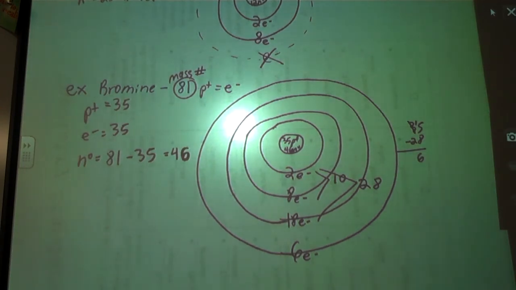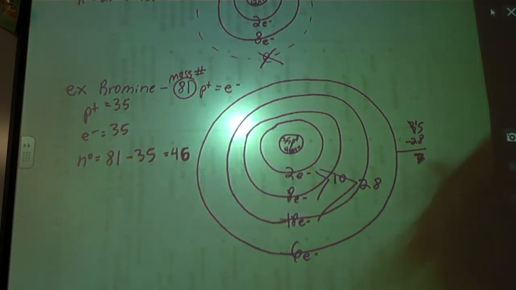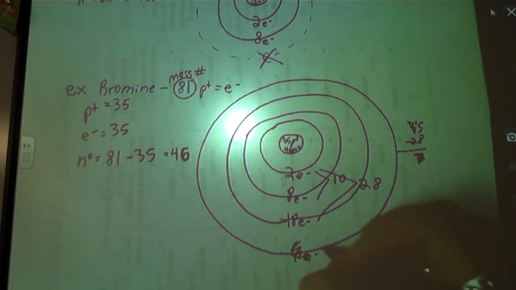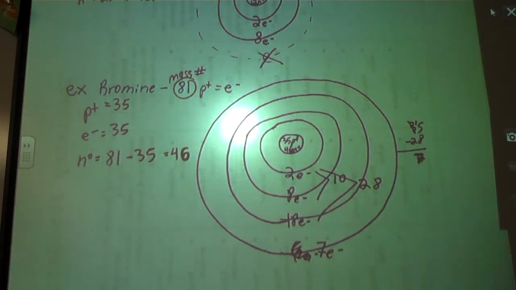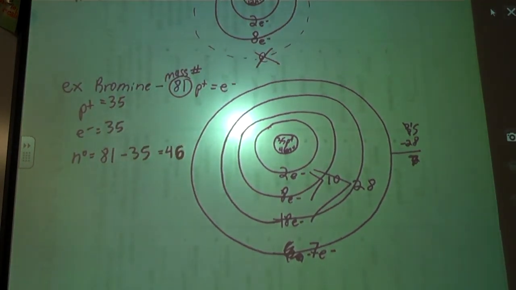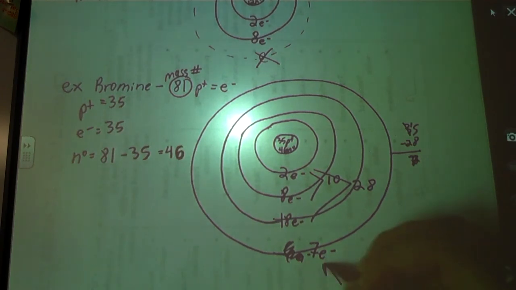Did I add that right? No, you doofus. This is 7. Forgive me. I cannot brain, I has the dumb. That looks much better. So, if we were to say, how many valence electrons does this particular atom have? We would say 7.